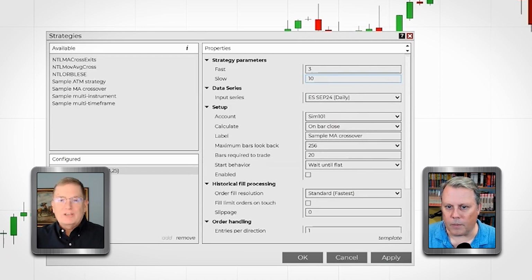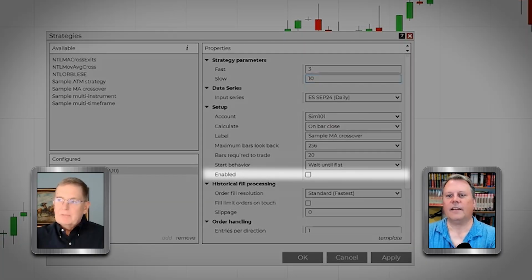Here's the tricky thing. The most important thing, you may want to make a note of this: when you apply a strategy to the chart, the most important thing to do is click the enable button here. If you put the strategy on the chart and there's no trades, chances are you did not check this enabled button.